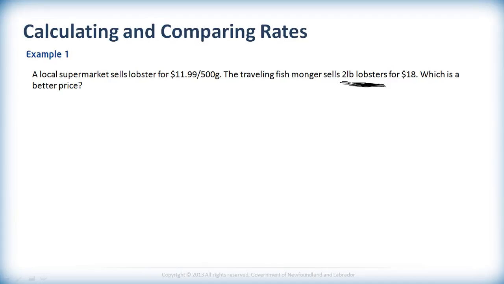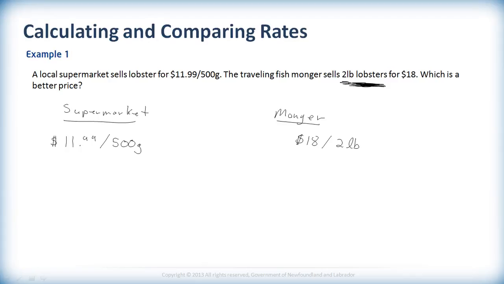Okay, so a local supermarket. Let's compare these two things. Let's look at the supermarket first, and then we'll look at the fishmonger. A fishmonger is someone who sells fish out of the back of a truck or something. It used to be a cart back in medieval England. So we'll say we've got $11.99 for 500 grams at the supermarket, and we've got $18 from the fishmonger for 2 pounds.